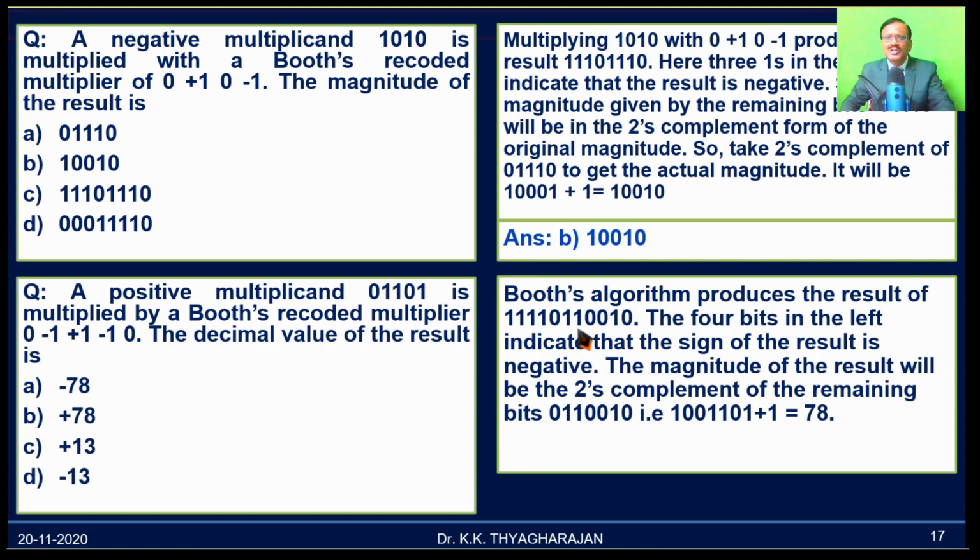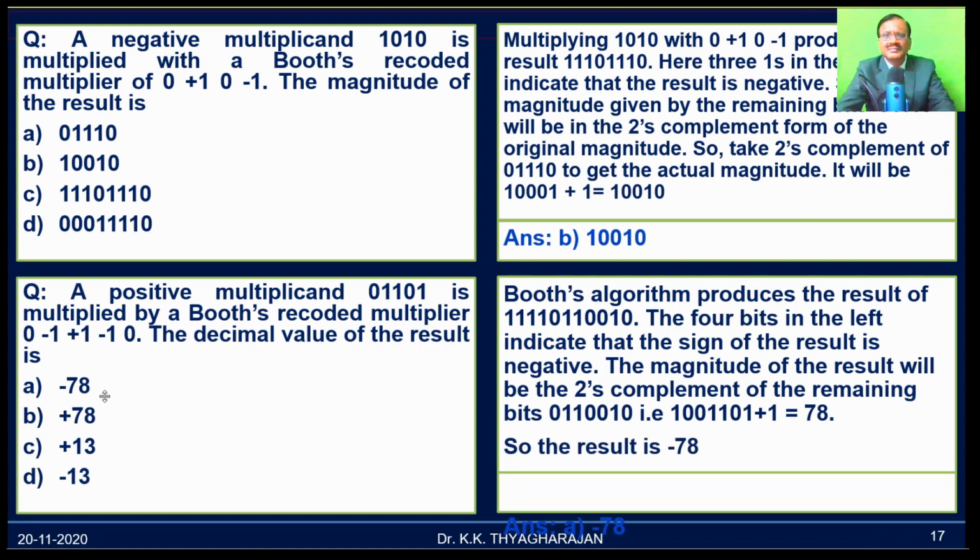The 2's complement of 0, 1, 1, 0, 0, 1, 0. First you take 1's complement. 0 means 1. 1 is 0. 1 is 0. Then this 0 will become 1, 0 will become 1, this 1 will become 0, 0 will become 1. So this is 1's complement of this one. You add 1, you will get the 2's complement. If you take the decimal value, you will get 78. But this 78 is only the magnitude. The actual sign is negative. So the answer is minus 78, not plus 78. So the correct answer is A, minus 78.